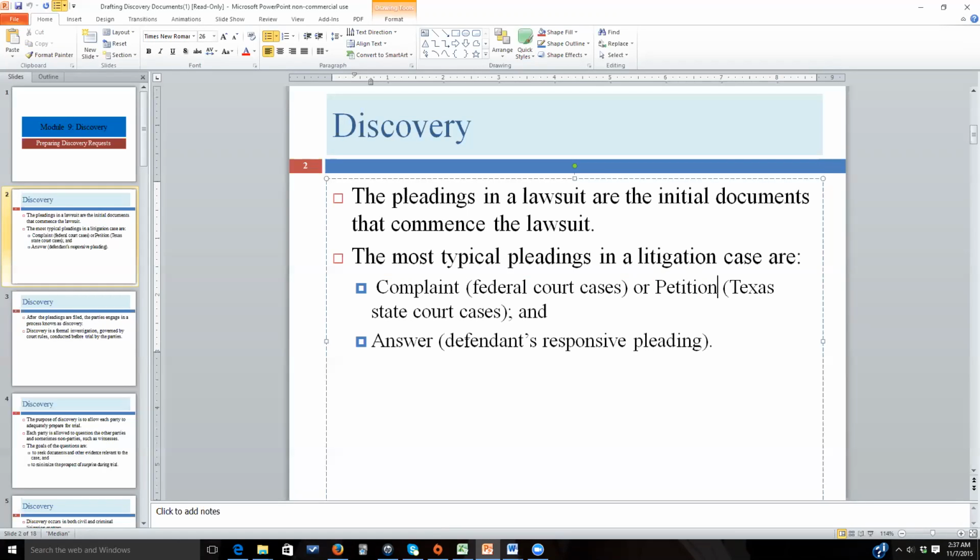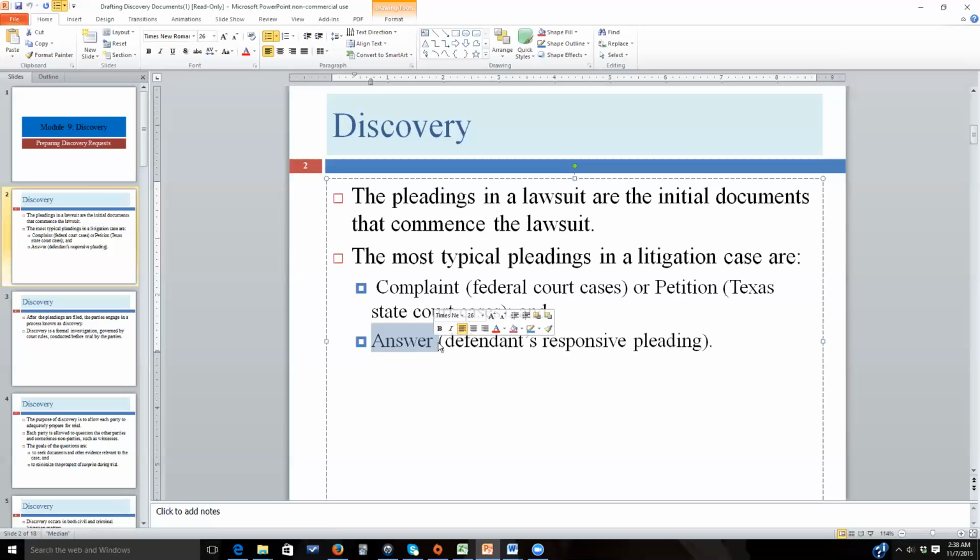When the plaintiff has filed his or her complaint or petition, depending upon the court system we're in, the defendant will file an answer. And again, the name answer is also very suggestive of what it is. The answer responds to the complaint or responds to the petition. It gives the defendant an opportunity to present its case, and it's not only its response to the plaintiff's case, but also additional facts that it thinks are important to the case.